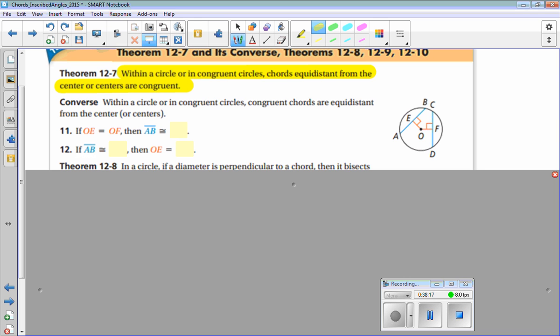If you have a circle, or two congruent circles, either way, but in its own circle, that makes sense. We have some chords in our picture. We have chord AB and chord CD. And it says equidistant from the center. I need to know why the picture's drawn that way. How do I know, based on my picture, that the chords are equidistant from the center?